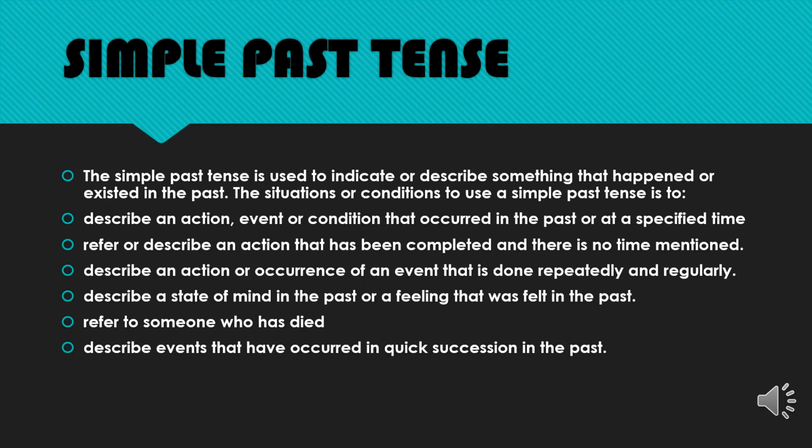To describe an action or occurrence of an event that is done repeatedly or regularly. To describe a state of mind in the past or a feeling that was felt in the past. To refer to someone who has died. To describe events that have occurred in quick succession in the past. So that was all about simple past tense. Or in short, we can say that simple past tense talks about the happenings of the past.